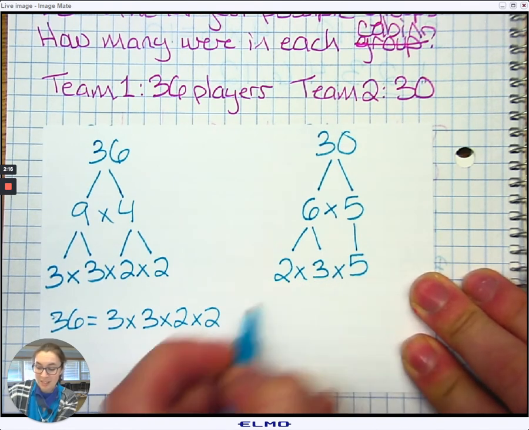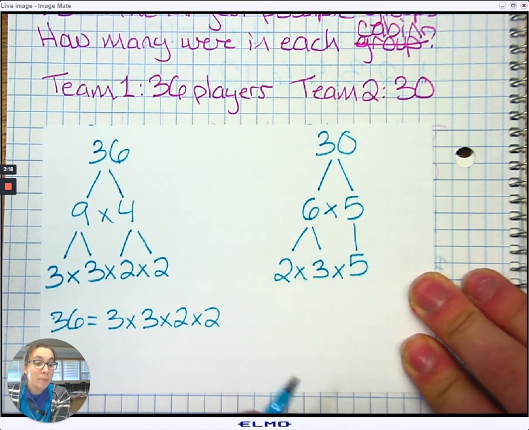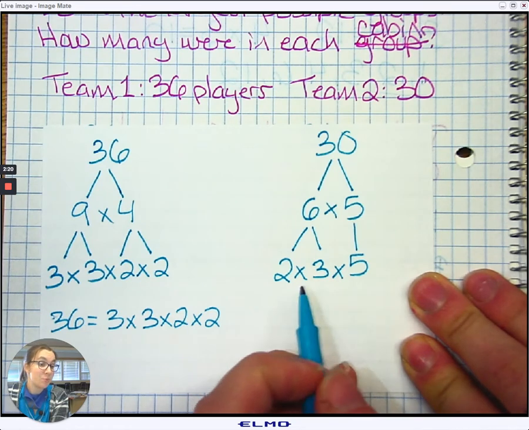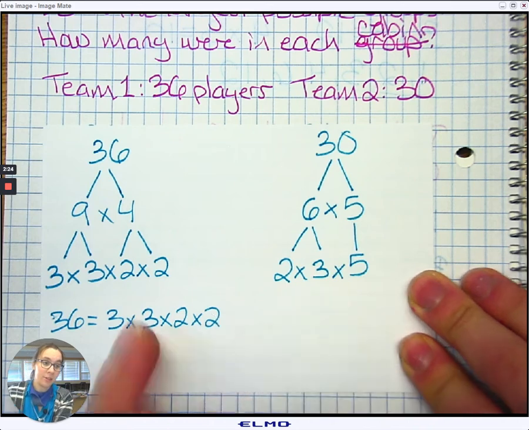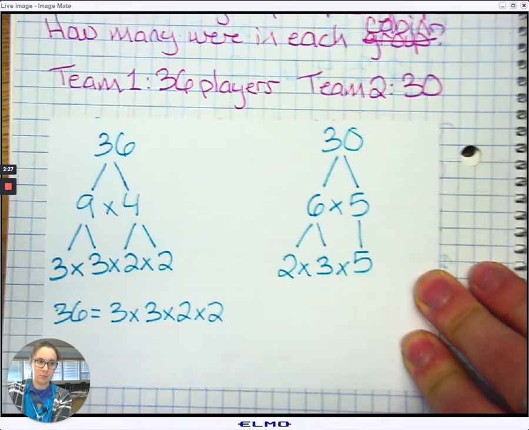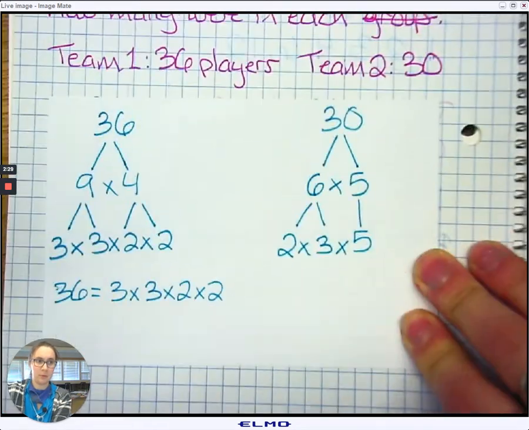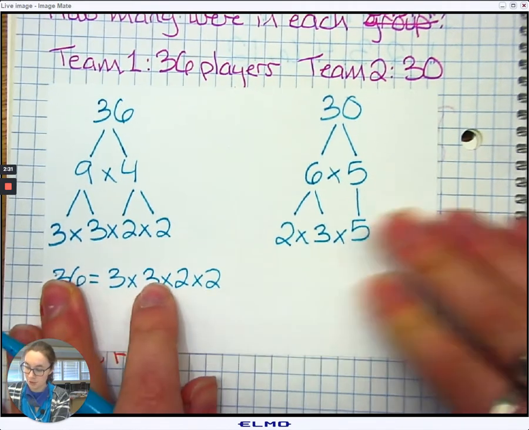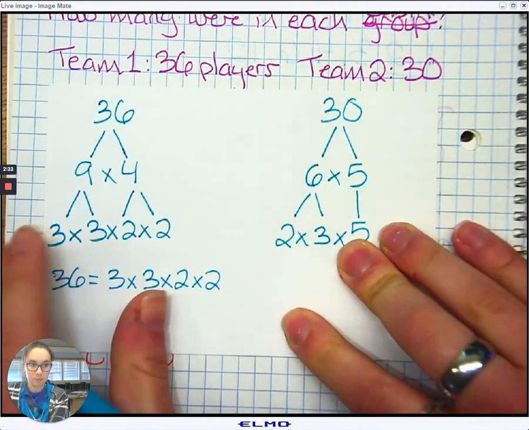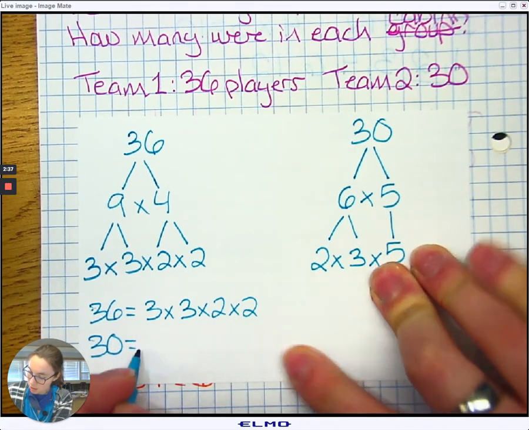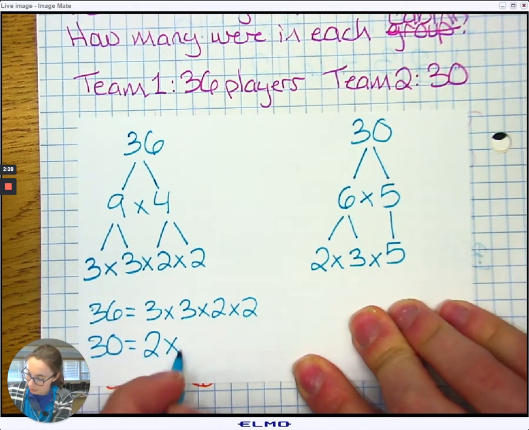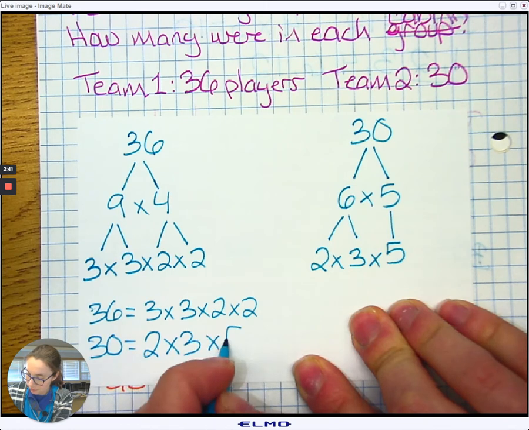I don't ever put 1s in my prime factorizations because they're kind of pointless. Times 1 would be the same. I could put as many times 1 on here as I want to. It doesn't matter. 30 equals 2 times 3 times 5.